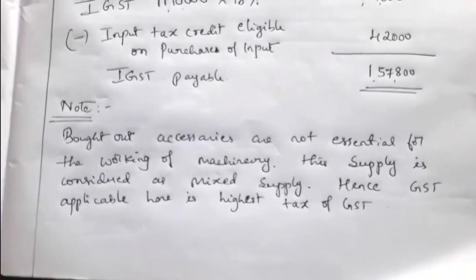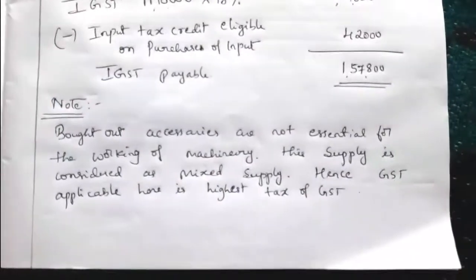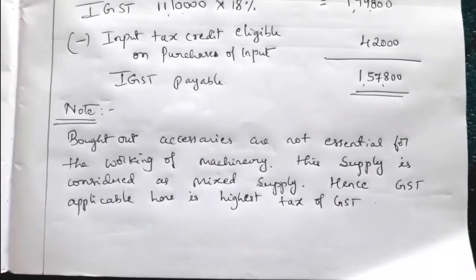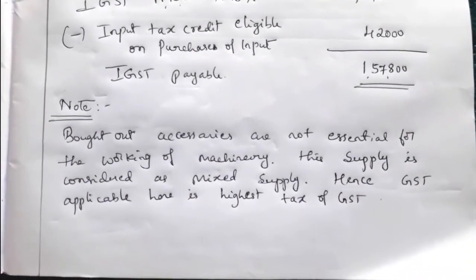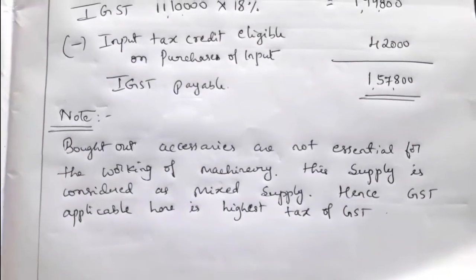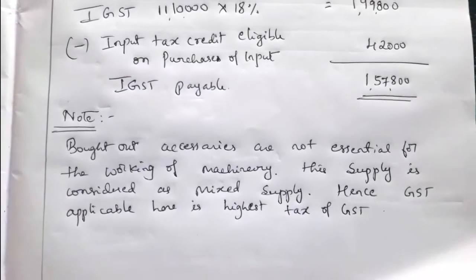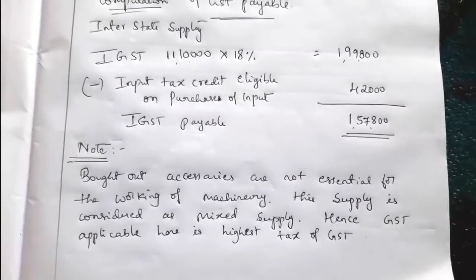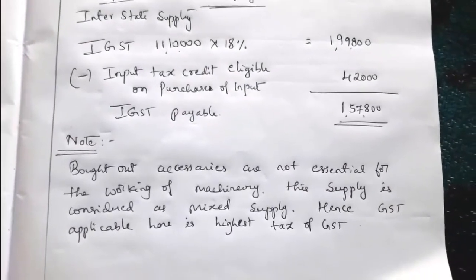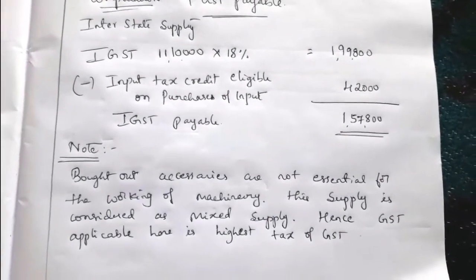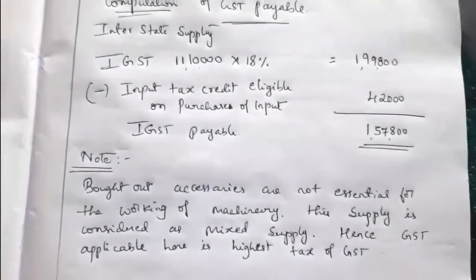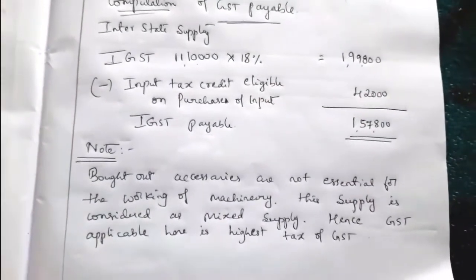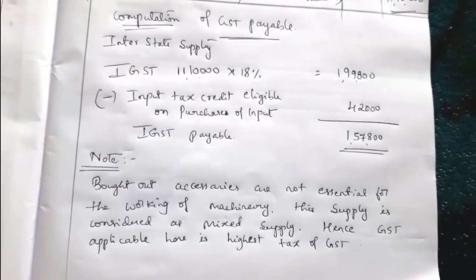Next, write a note here. These bought out accessories are not essential for the working of machinery. So this supply is considered a mixed supply, hence the GST applicable here is the highest rate of GST. Among 12% and 18%, we take the highest tax rate, 18%, for calculation purposes. So this is the last illustration from this chapter.